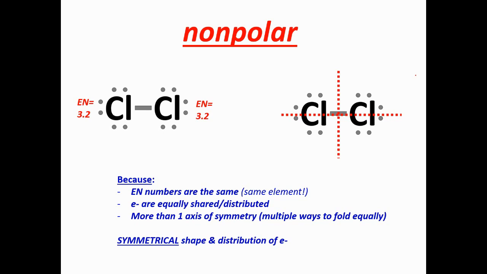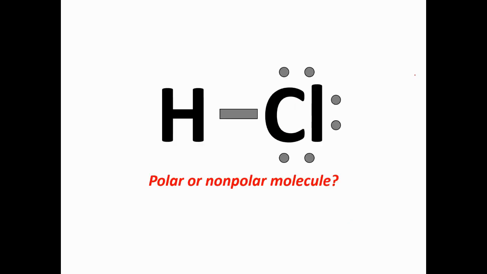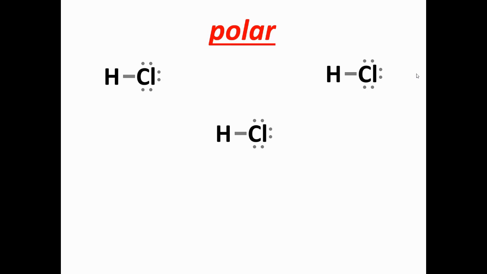And remember, non-polar molecules have electrons distributed equally. Polar molecules have a lopsided distribution of electrons. HCl, look at the electrons, think of the symmetry. Is it a polar molecule or a non-polar molecule? HCl is a polar molecule.